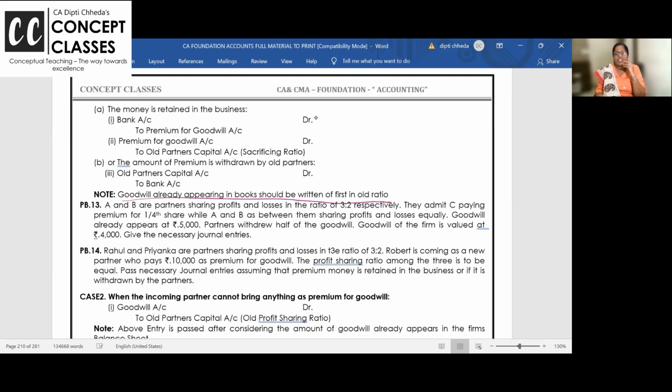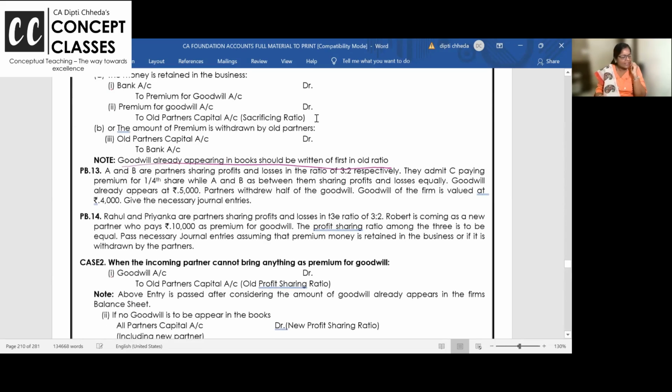Ma'am, in the exam an admission problem came, but in the opening balance sheet some goodwill was already there. So you have to write it off. Yes. So with this, let us take up this example. So this concept is clear if he is bringing the goodwill in cash, and if he is not bringing it, how to do.